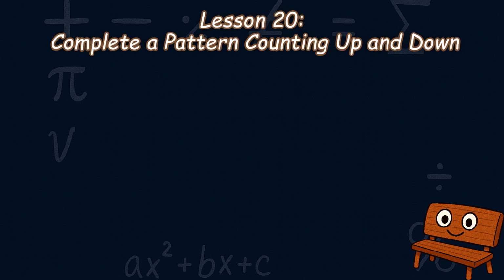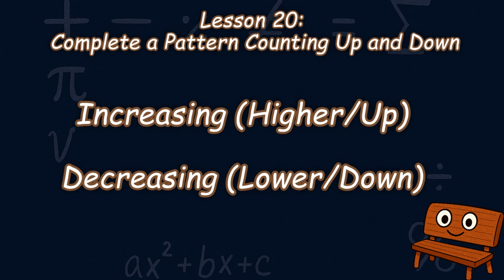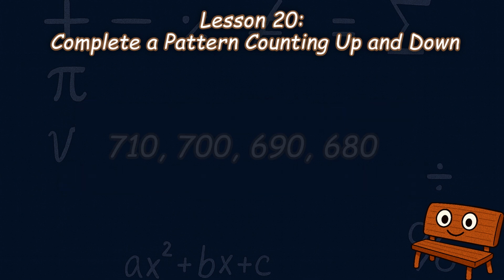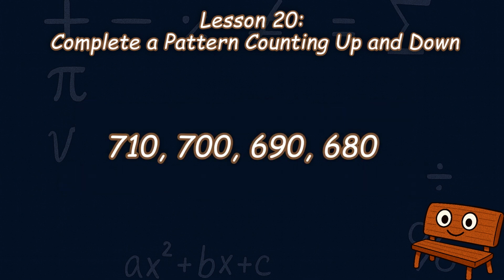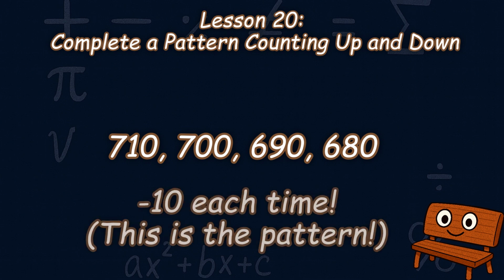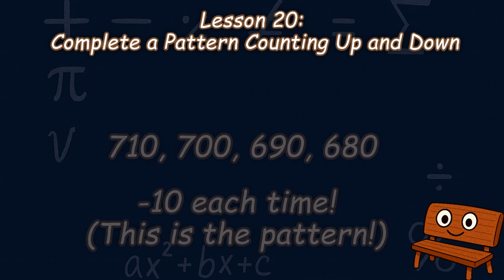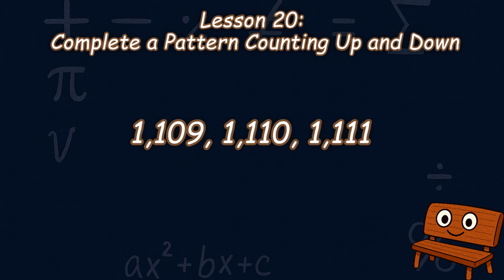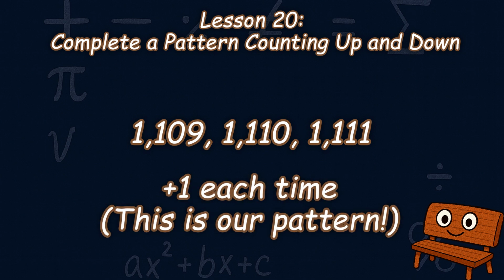On Tuesday, we have Lesson 20, complete a pattern counting up and down. Here we're going to be looking for patterns in numbers. The numbers might be increasing or decreasing, and we need to fill in the missing parts. For example, if we have 710, 700, 690, and 680, we can see we're subtracting 10 each time. Or if we start with 1109, 1110, 1111, we're adding 1 each time.